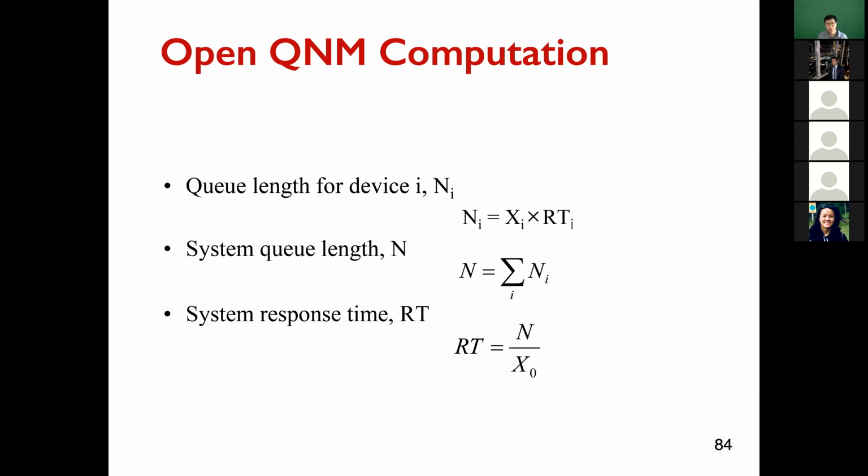And the system response time, again by Little's law, equals the number of requests divided by throughput. Oh, sorry, N is the system queue length, divided by throughput. This is the system response time, okay?